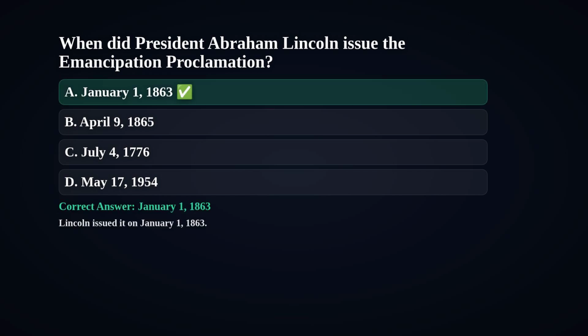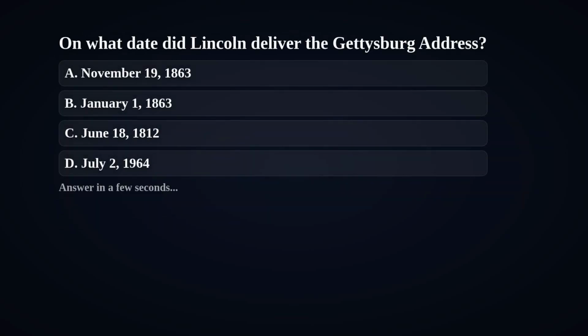The correct answer is A. January 1, 1863. Lincoln issued the Emancipation Proclamation during the Civil War, declaring freedom for enslaved people in states in rebellion against the Union. Question 9.